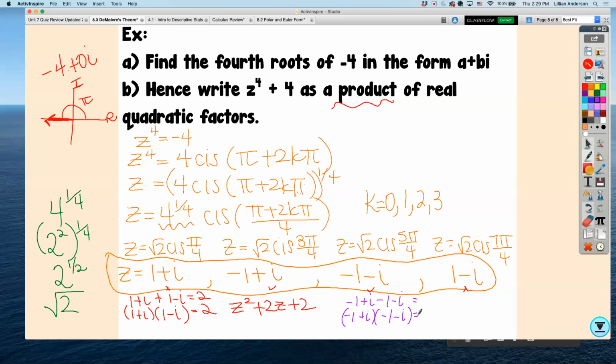So what's -1 plus i plus -1 minus i? -2. And then what happens when I multiply them together? -1 times -1 is a +1, and then i times -i gives -i squared, which gives me a +1, which gives me 2. So then I'll have z squared minus 2z plus 2. That represents these two roots.